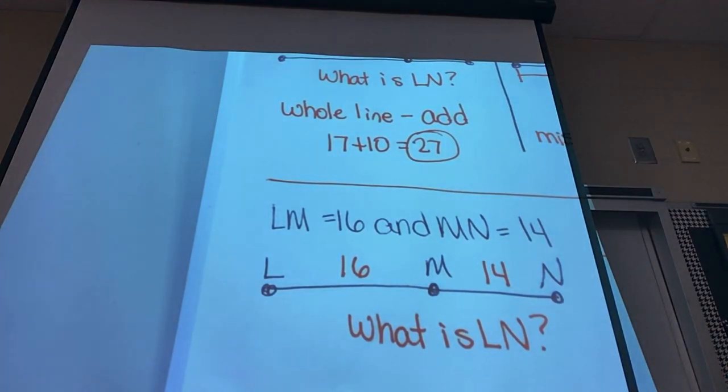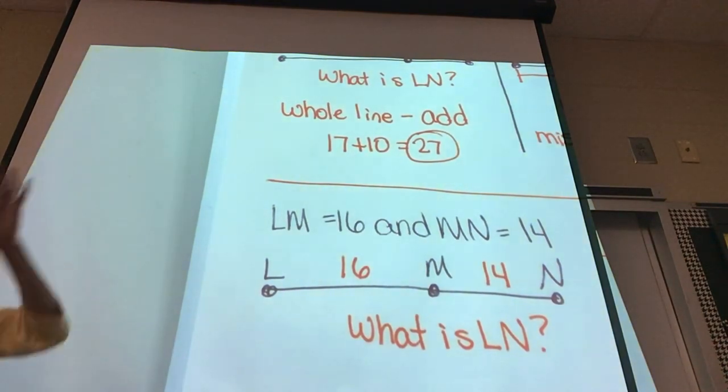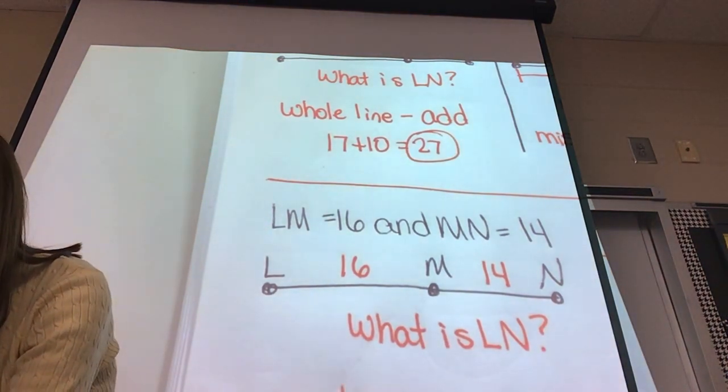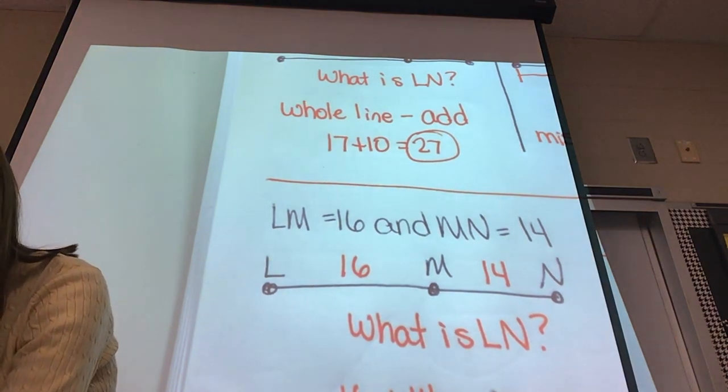So I need to know, am I looking for the whole line or am I looking for a missing piece? For the whole line. I'm looking for the whole line. I'm looking from the beginning to the end. I want to know what that entire line is going to equal. So, how am I going to find it? Add. Whole line, I'm going to add. So I'm just simply going to say 16 plus 14, and I'm going to get what, Devin? 30.